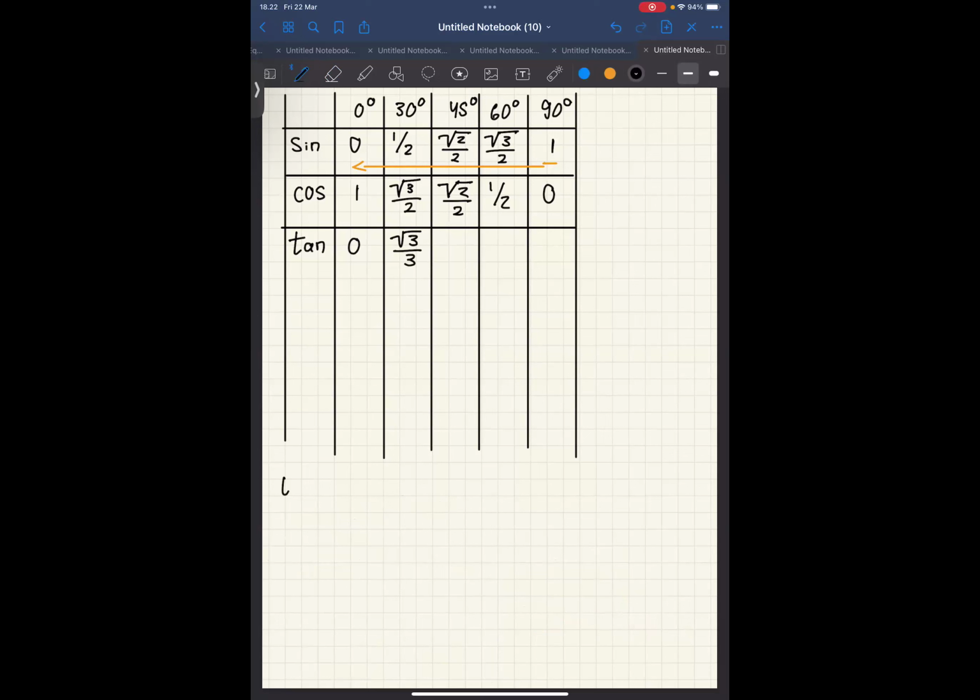Now continue. So tangent 45 degrees, which is sine 45 degrees over cosine 45 degrees. This results in square root 2 over 2 divided by square root 2 over 2. We can change this to multiplication by flipping the one after it. This is going to be 2 square root 2 over 2 square root 2, which results in 1. So tangent 45 degrees is 1.